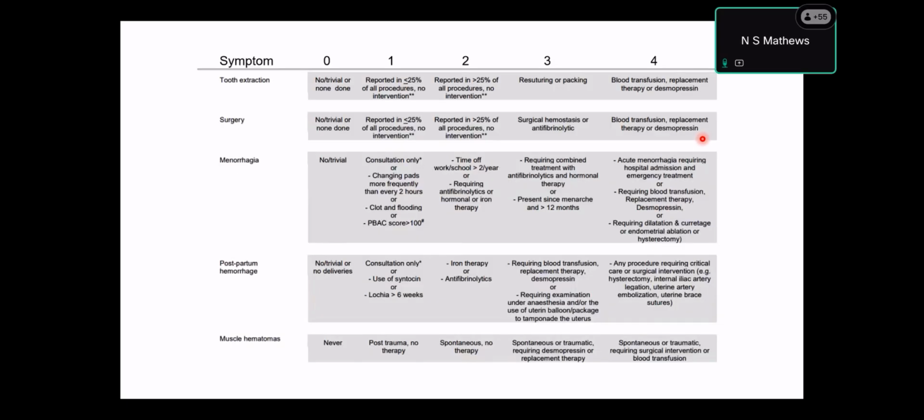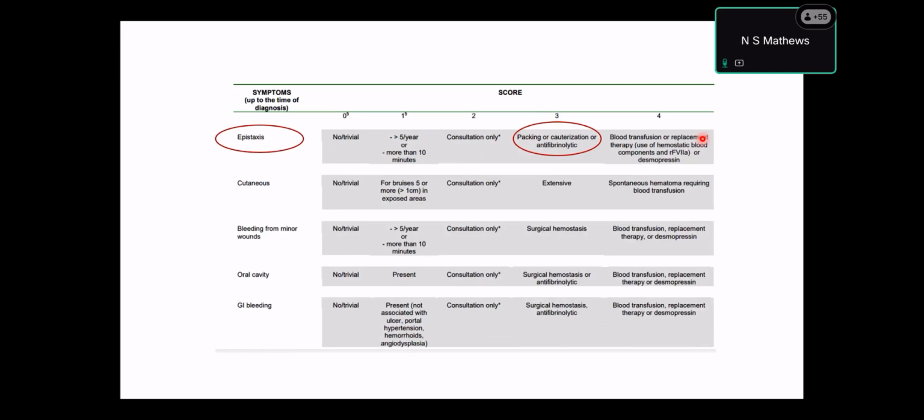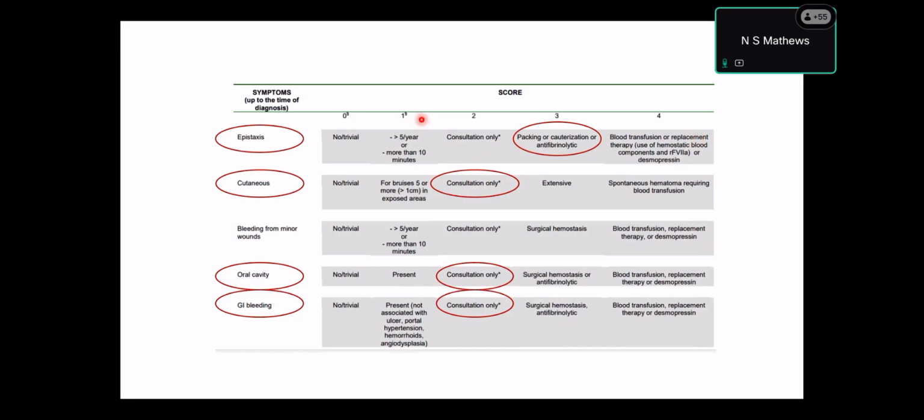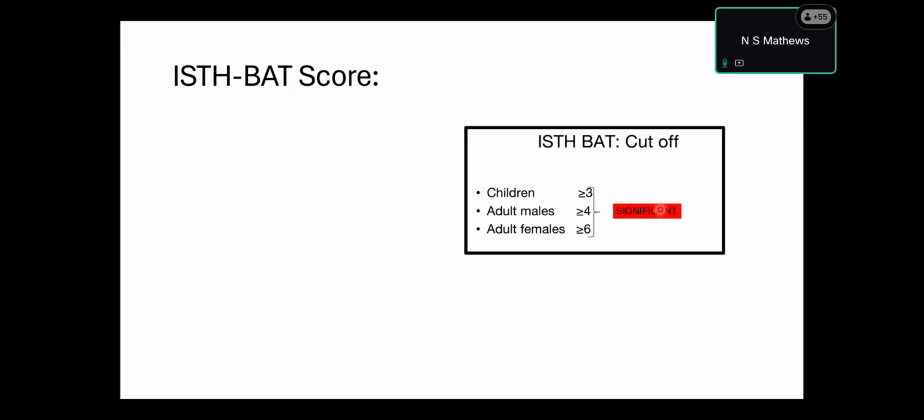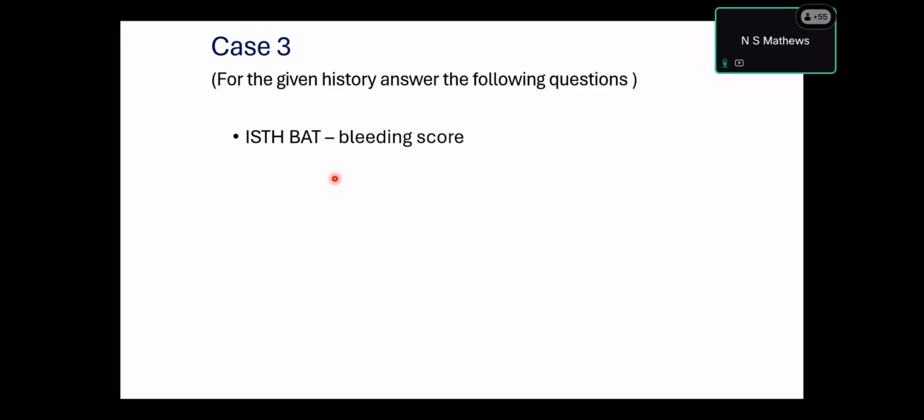Okay, so let's try to chart this on the bleeding score. We know nothing from this table. No hematomas or anything. Epistaxis, which required packing, and some cutaneous bleeding, which required consultation. Oral cavity gum bleed, consultation. Melena, consultation. So you can see the score coming to 2 into 3, that's 6, plus 3, 9. So the bleeding score here is 9. You know that in a child, anything more than or equal to 3 is significant. So I've already given you the bleeding score.